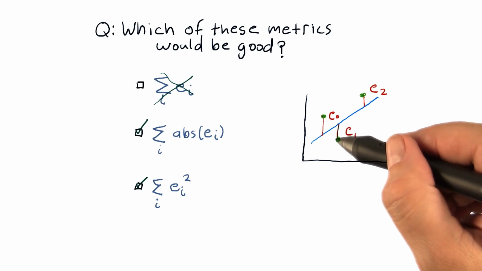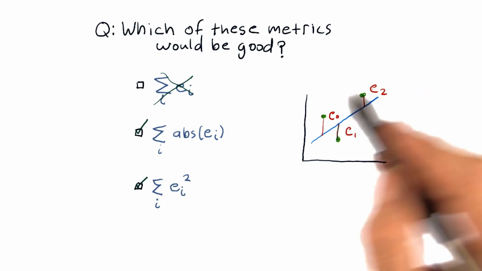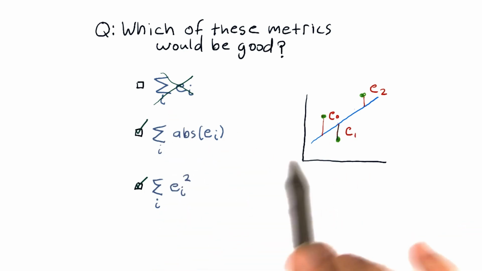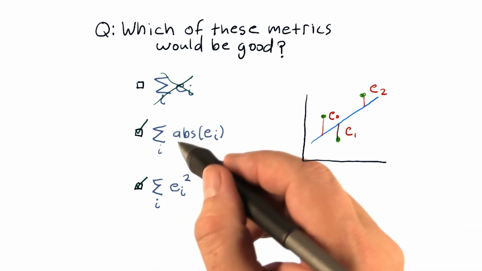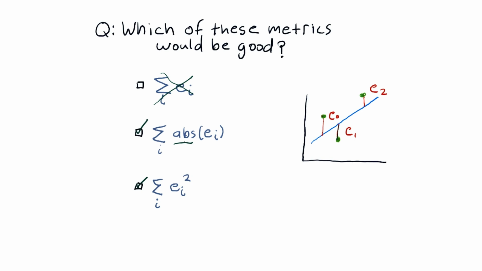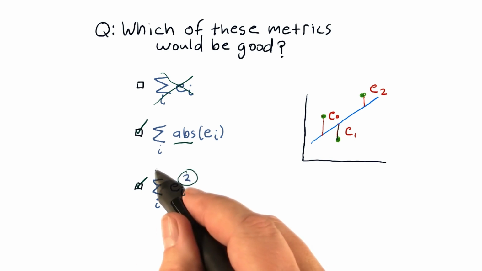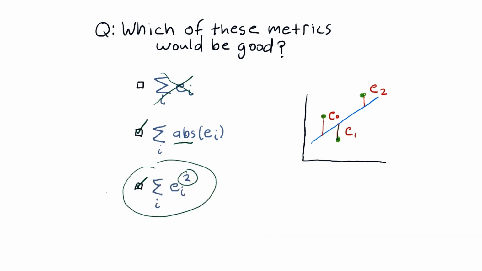In other words, this one is negative, these two are positive, but you could end up with a negative error if you just added them up. You can fix that by adding absolute value or by squaring it. This measure here is one of the more famous ones. Of course, it's squared error.